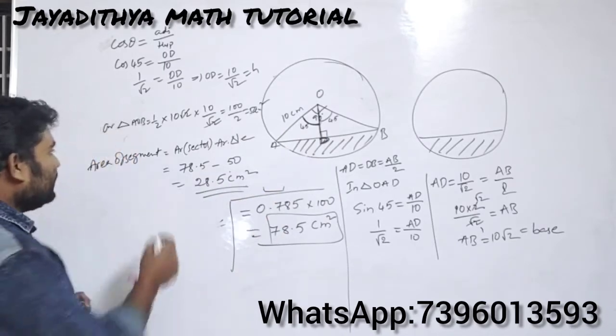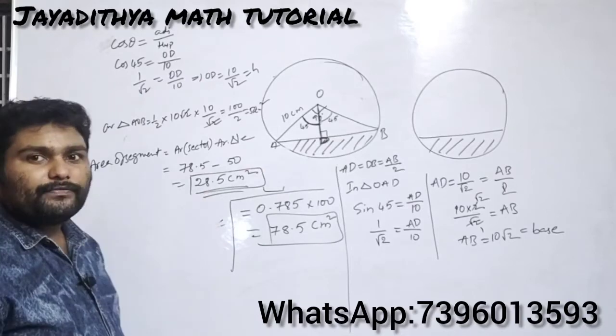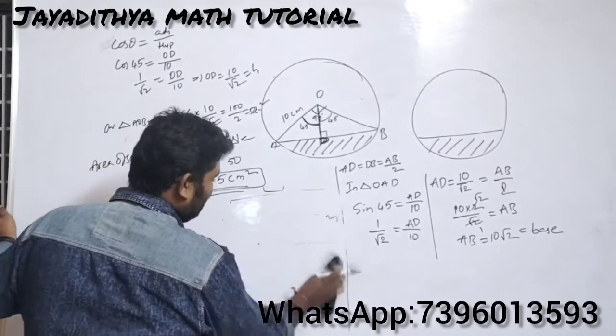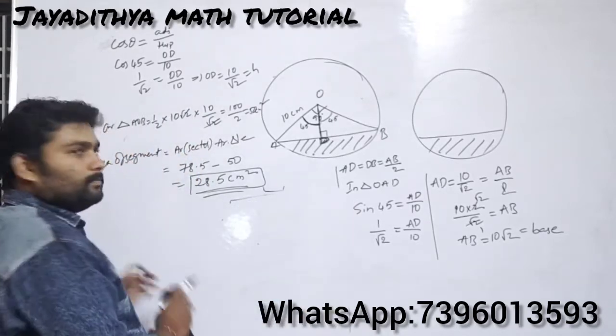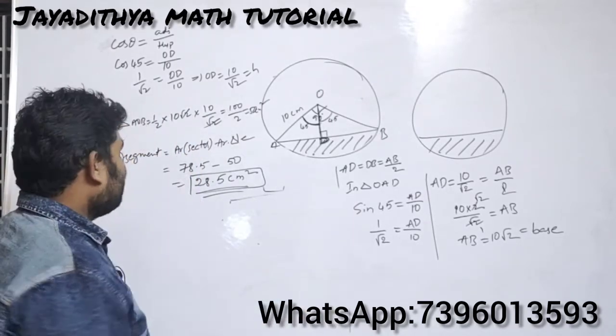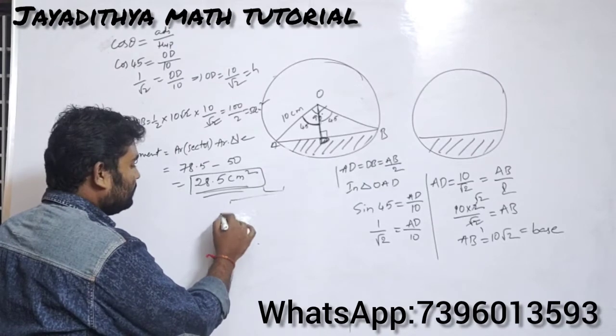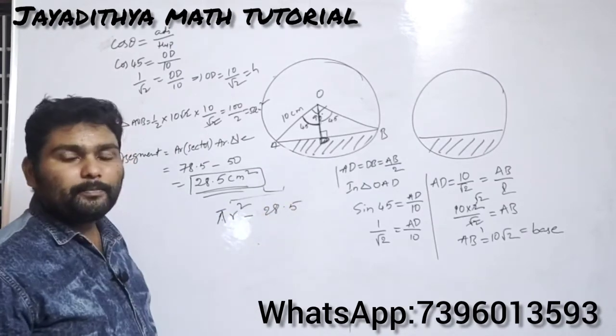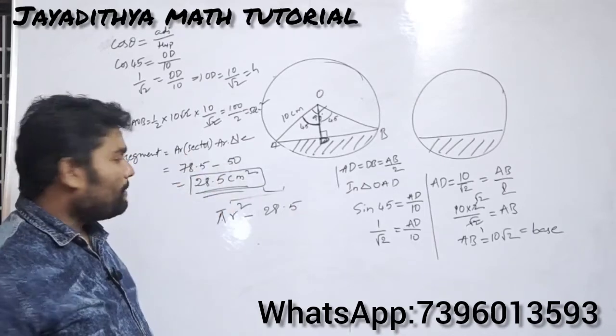Okay, now this is only the area of the minor segment. What is the area of the major segment now? What will be the area of the major segment? Tell me now. That is nothing but, from the circle area you need to subtract the minor segment area.